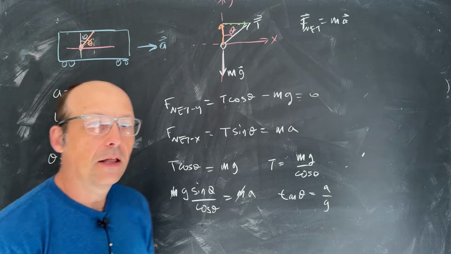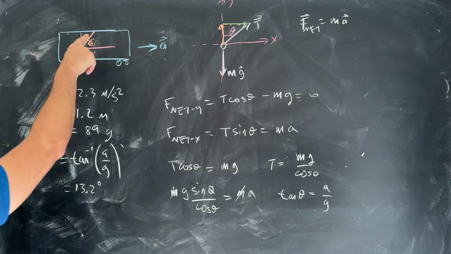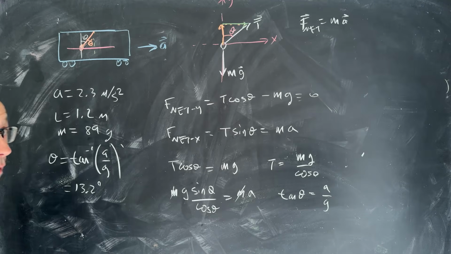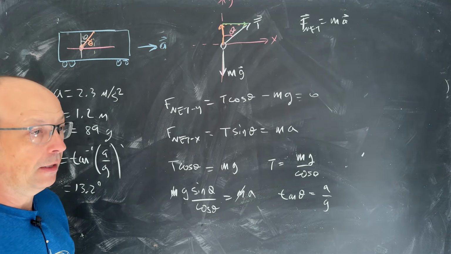Notice that the greater the acceleration, the greater this angle. But you can't get the ball to be perfectly horizontal because this ratio would have to be infinity. And that's not going to happen. Okay, now let's do the problem again.